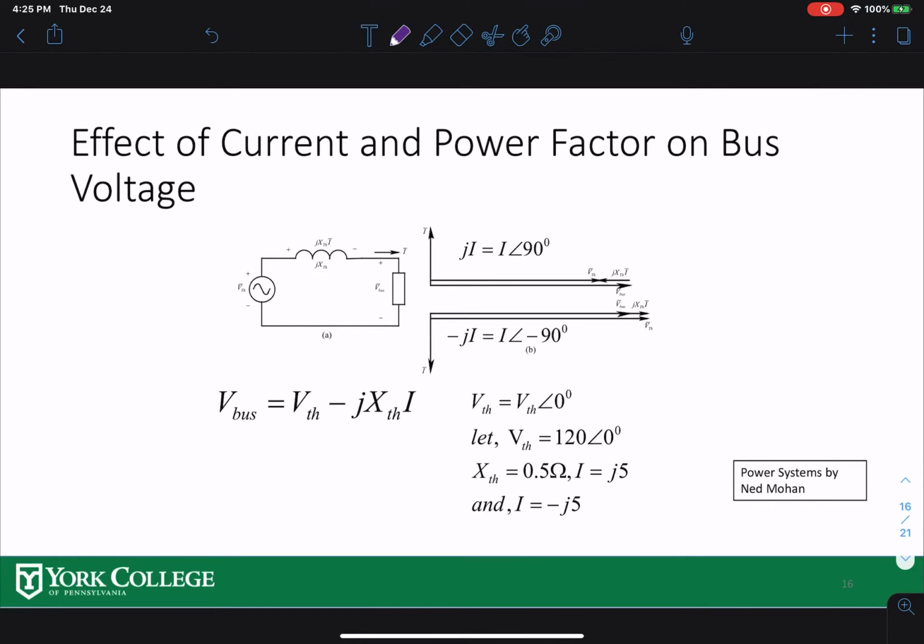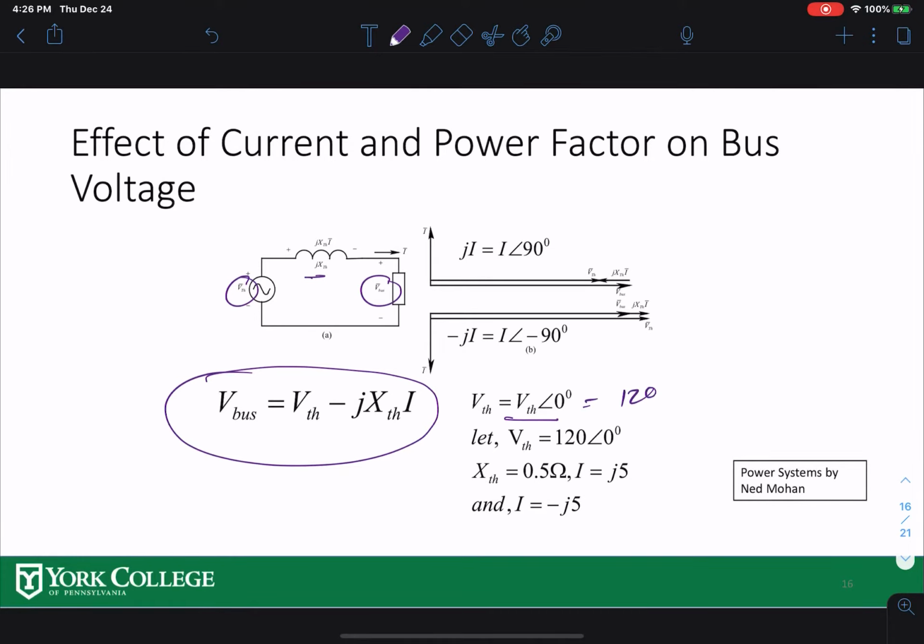So let's take a little example. Let's say this is the V Thevenin voltage and this is the bus voltage. This is the equation for bus voltage in terms of Thevenin voltage and the line parameters. Let's say V Thevenin is the reference, and see what happens to the bus voltage. V Thevenin is 120 at 0 degrees, and you have your impedance and the current on both sides. This is your leading current, this is your lagging current. Let's do the leading one first.